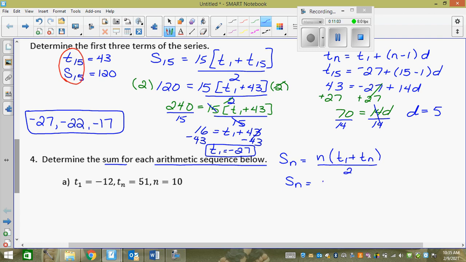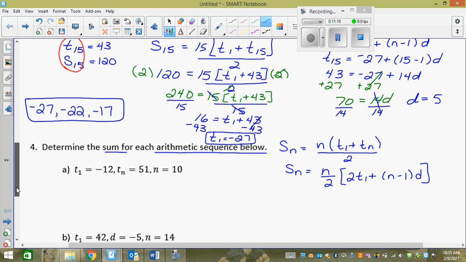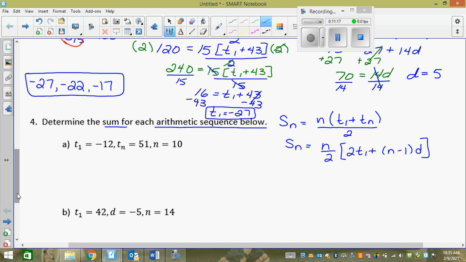Or we have n divided by 2, 2t1 plus n minus 1d. Those are our two options if I ask you for an arithmetic sum, right? So you have to use one or the other, and it all depends on what you have. You use the first one if you have the last term. You use the last one if you don't.